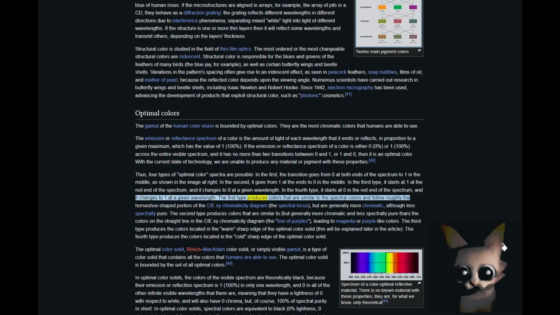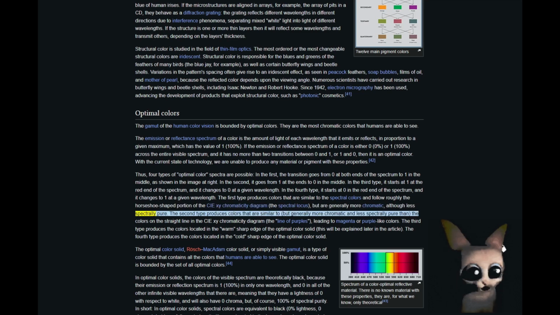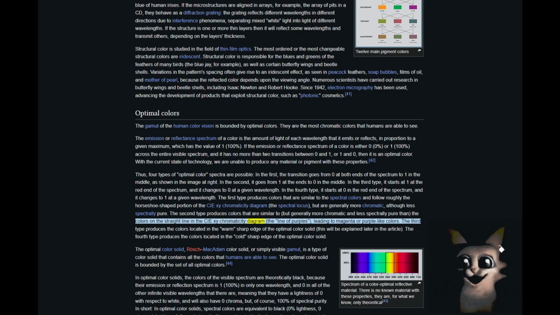The first type produces colors that are similar to the spectral colors and follow roughly the horseshoe-shaped portion of the CIE xy chromaticity diagram, the spectral locus, but are generally more chromatic, although less spectrally pure. The second type produces colors that are similar to, but generally more chromatic and less spectrally pure than, the colors on the straight line in the CIE xy chromaticity diagram, the line of purples, leading to magenta or purple.